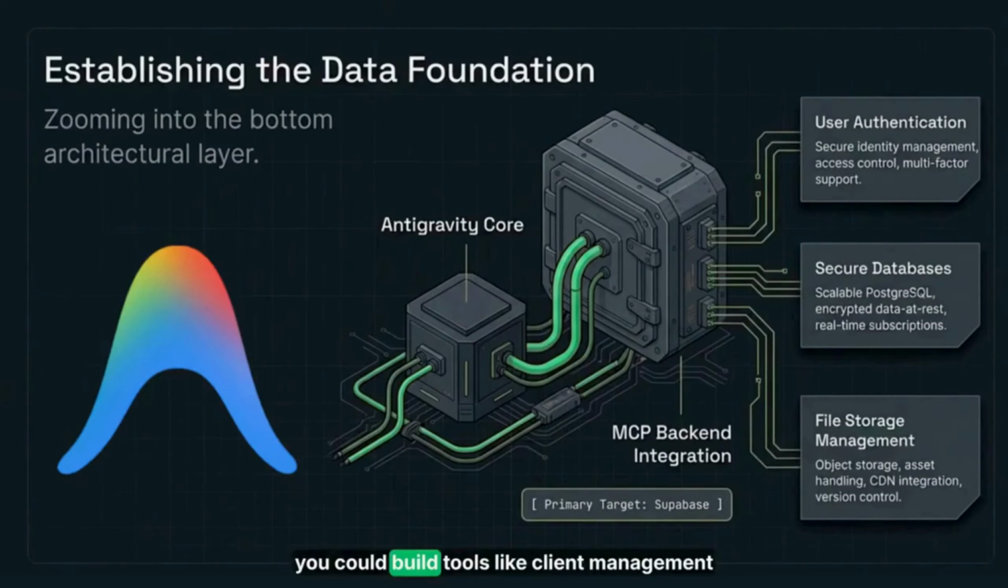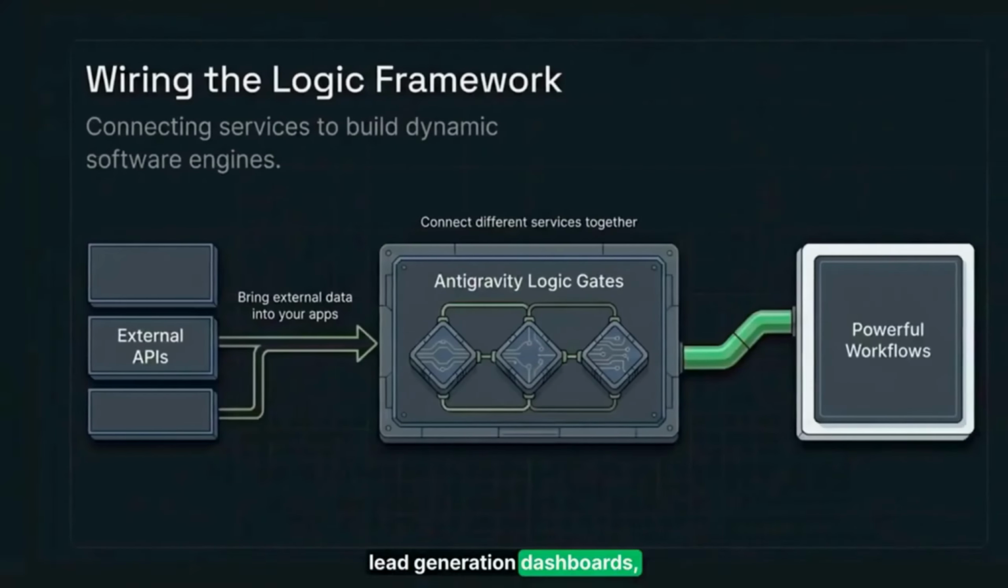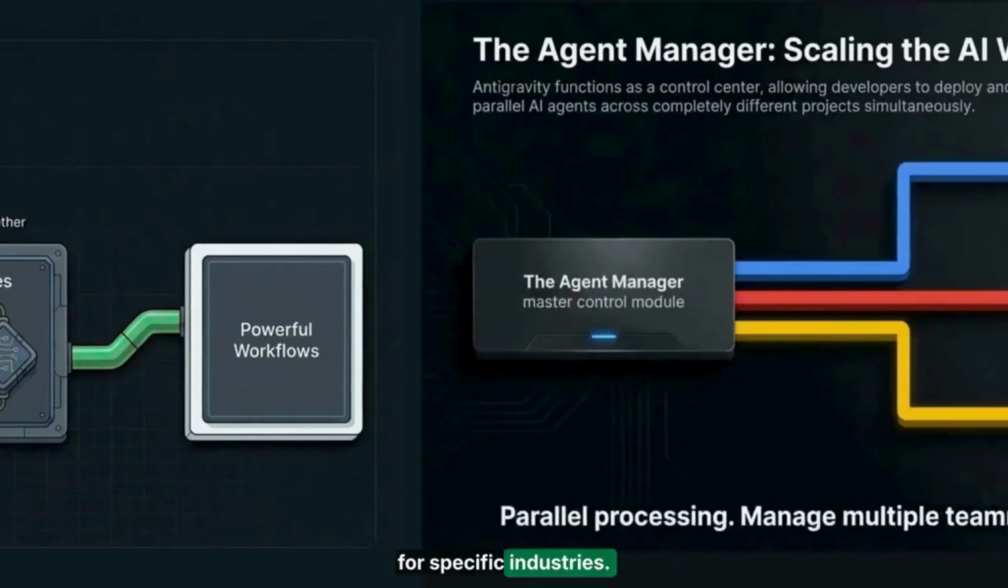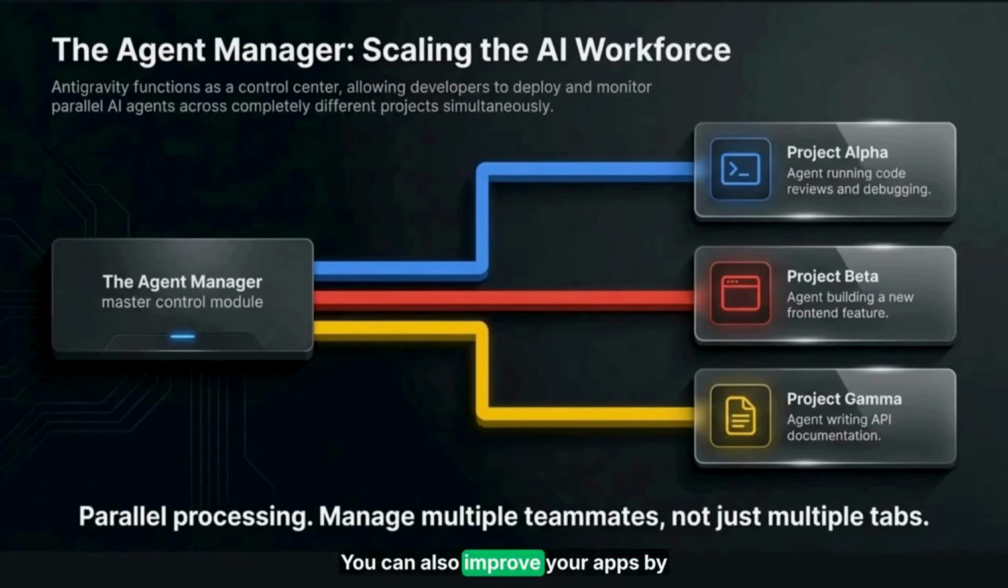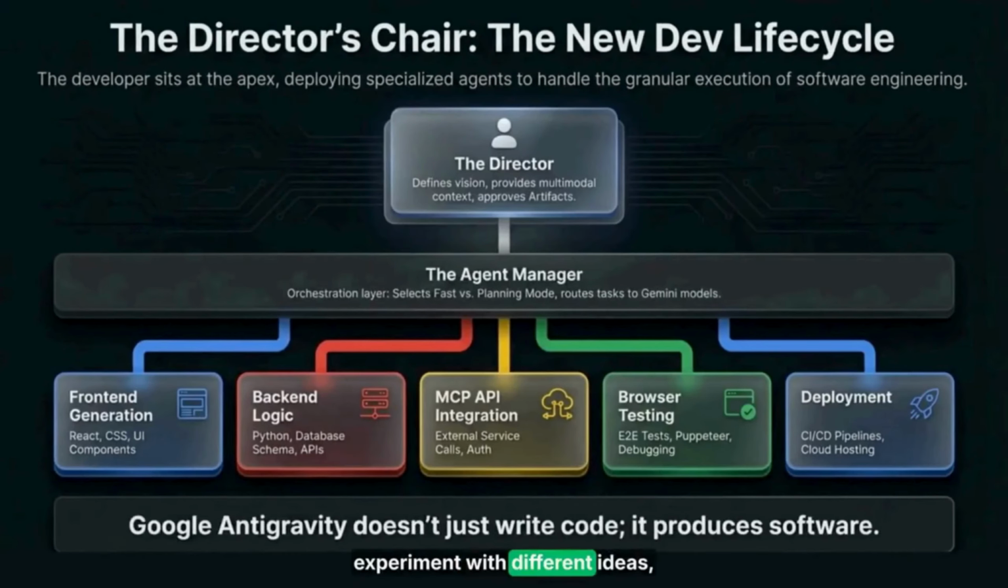For example, you could build tools like client management systems, booking platforms, invoice systems, lead generation dashboards, project management tools, or custom business software tailored for specific industries. You can also improve your apps by adding animations, modern UI designs, integrations, and automations, making them look and function like professional products. Also, at the time, Antigravity is completely free to use, so it's a great opportunity to explore it, experiment with different ideas, and build as much as you can while it's available.